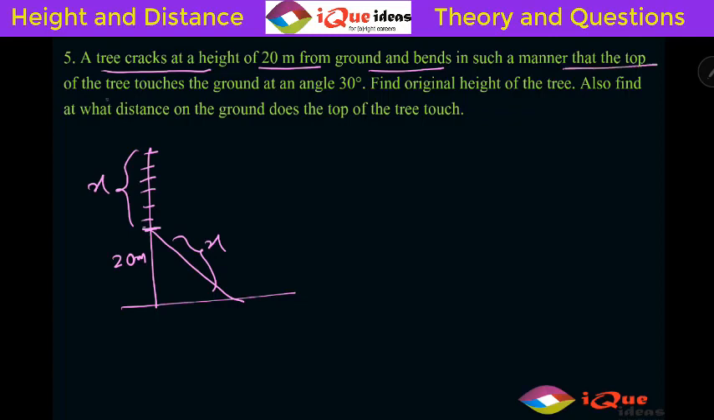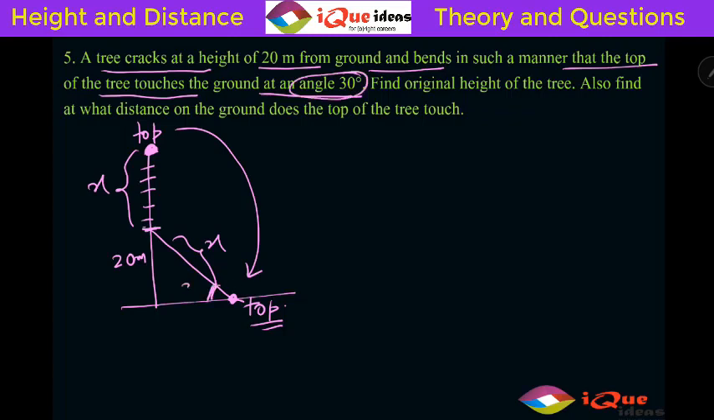Okay. So in such a manner that the top of the tree touches the ground at an angle of 30 degrees. So this point was the top, then this should come here. Okay. So this point is that top, which was earlier the top, right? And it touches the ground at an angle of 30 degrees, right? So here this angle is 30 degrees. Now this is 30, this is anyways 90 degrees. So this has to be 60 degrees. Angles are 30, 60, 90.